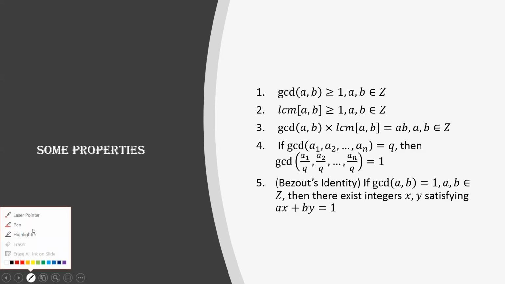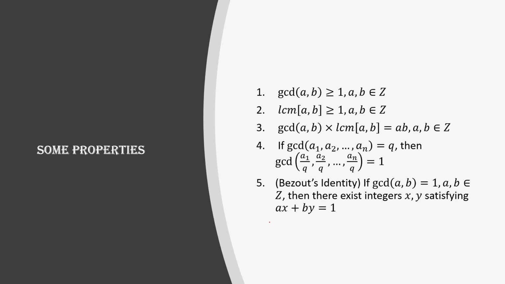Let me take out my pen. Okay, we can do a generalization. I want someone to prove this. If GCD of A comma B is equal to, say, some D. Okay, we'll see who's proving this.